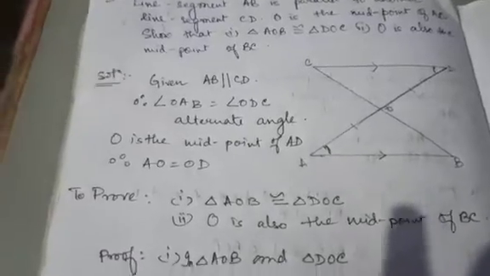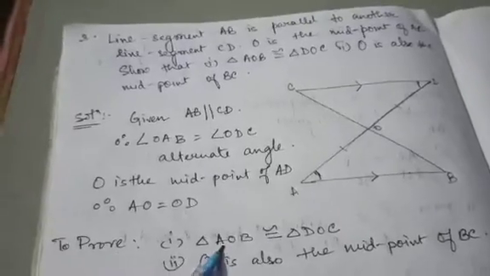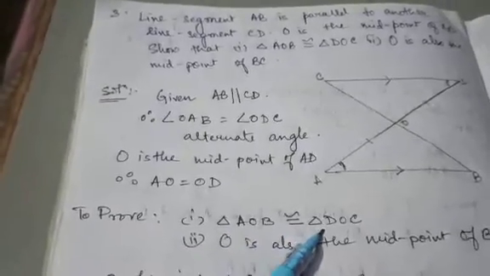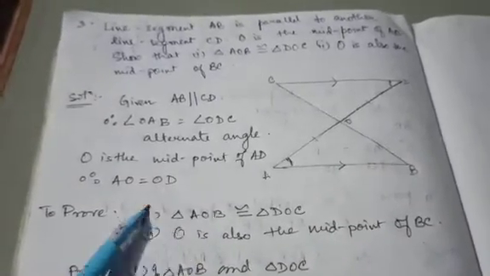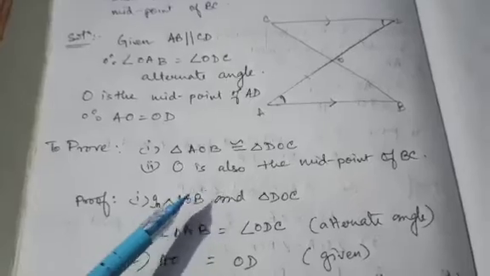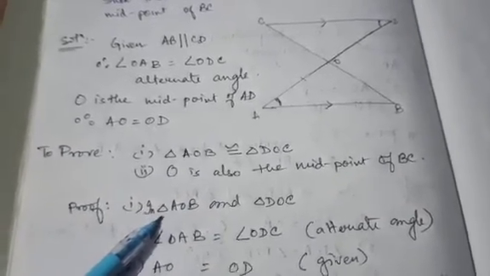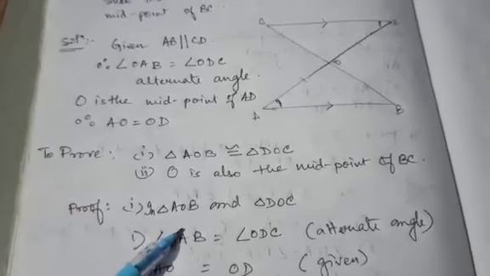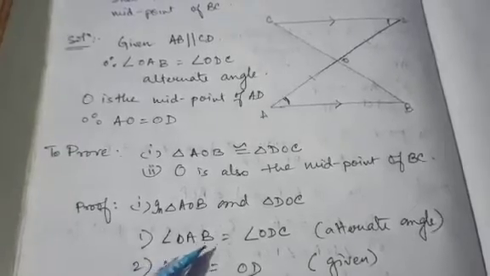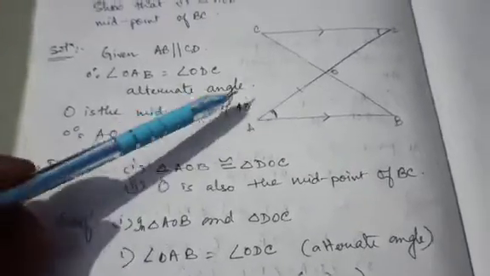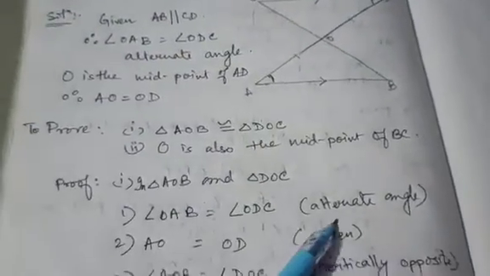Now what do we have to prove? So we will write, to prove. Number 1, triangle AOB is congruent to triangle DOC, and number 2, O is also the midpoint of BC. So these two we need to prove. For the first proof, we will consider the bottom triangle and the top triangle. In triangle AOB and triangle DOC, first, angle OAB is equal to angle ODC. That I have said, angle A and angle D are alternate angles. So the reason I have also written.